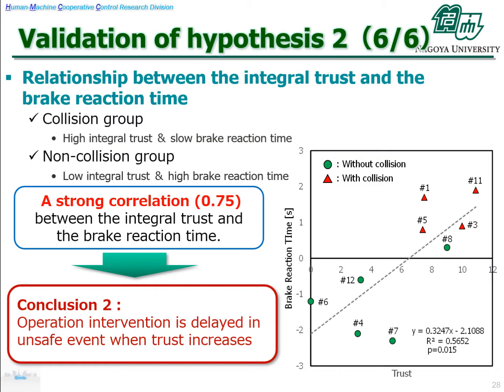We also found the relationship between the integral trust and the brake reaction time, which is shown in this graph. We can see that there is a strong correlation, 0.75, between the integral trust and the brake reaction time, which means that high trust in ACC will delay the operation intervention of the driver in dangerous situations.